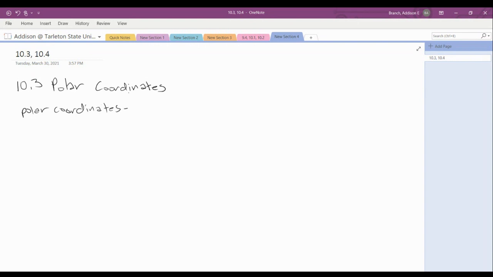So when we see polar coordinates, they are represented by the ordered pair (r, theta). In this case, r is a radius and theta is an angle. But what are r and theta really referring to? Well, let's go ahead and talk a little bit more about our polar coordinate system.